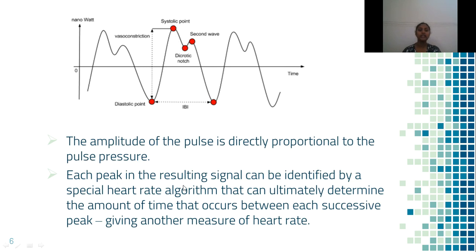Each peak in the resulting signal can be identified by a special heart rate algorithm that can ultimately determine the amount of time between each successive peak, giving another measure of heart rate. Here you can see the IBI, interbeat interval. There will be a system that runs the special heart rate algorithm, where the input is the PPG signal and the output is the IBI signal, that is the interbeat interval signal.